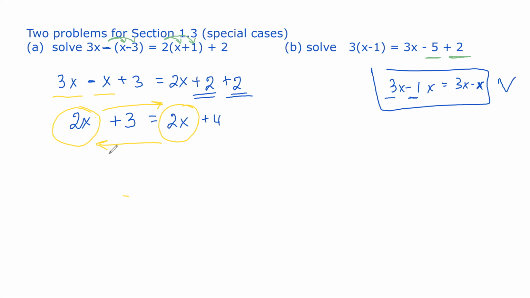The variable will disappear. Namely, we will do minus 2x to both sides, right? Because we're planning to move it to the other side. And what will happen is that they will be canceled, and we will be left with this weird statement that 3 is equal to 4. And we would say, what? Right? How come is that? 3 is never equal to 4.